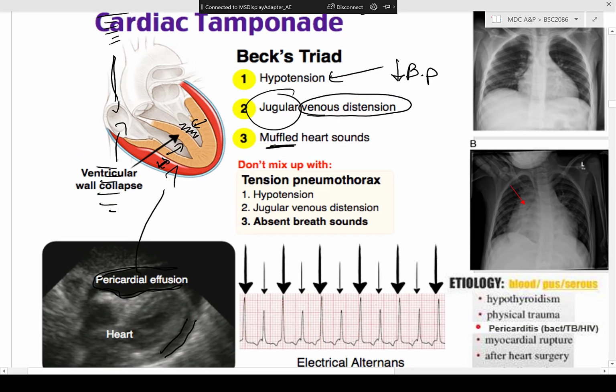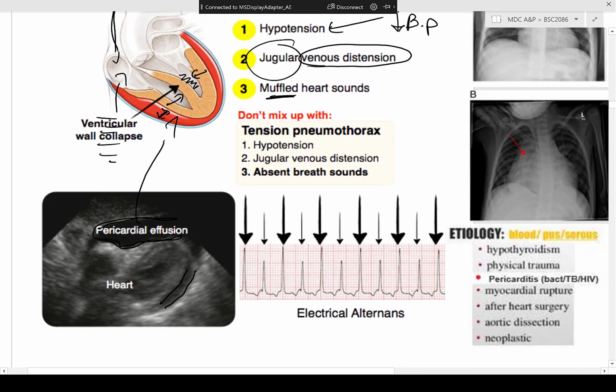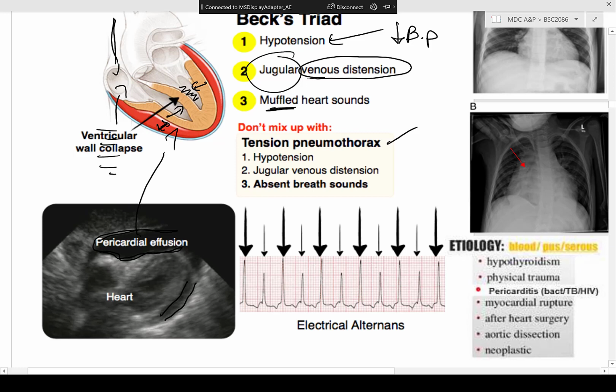So if you find all those three things and you're sure of what you're doing, you send them to the OR, right? Or you actually perform the procedure. Is that clear? Because life is the most important thing, right? That's what we're there for. Okay, awesome. So please don't mix it up with tension pneumothorax.